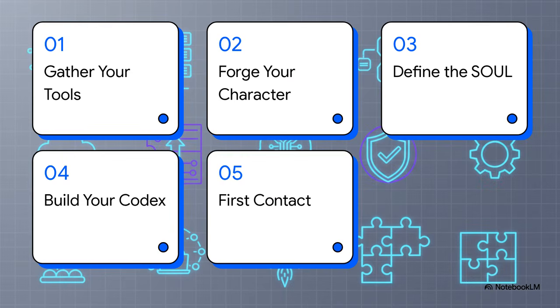So here's our quest map for today. First, we're going to gather our tools. Then we'll forge our very first AI character. After that, we'll give it a soul, its personality. Then we'll build its memory, which is called the codex. And finally, we make first contact.